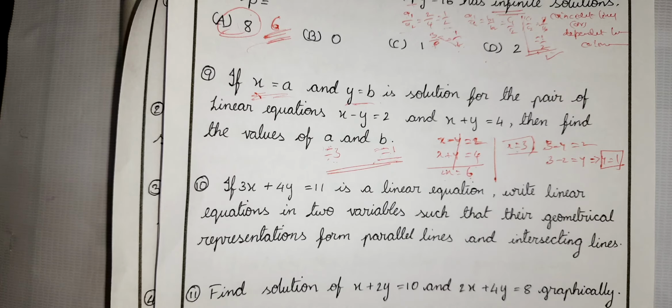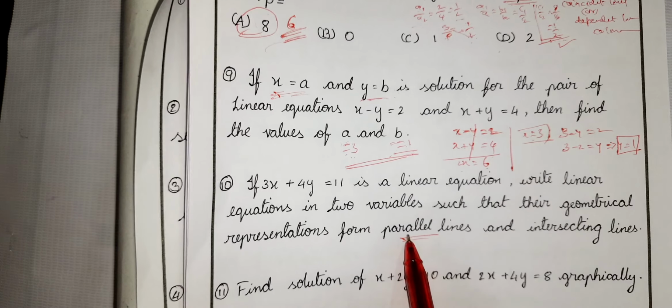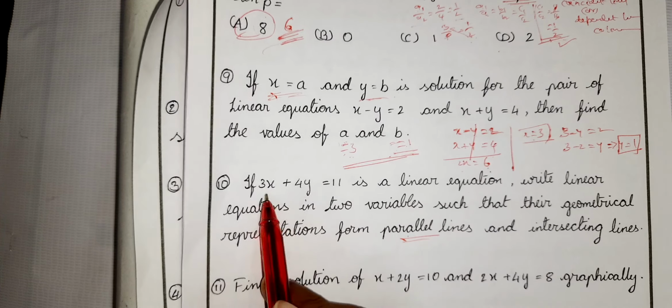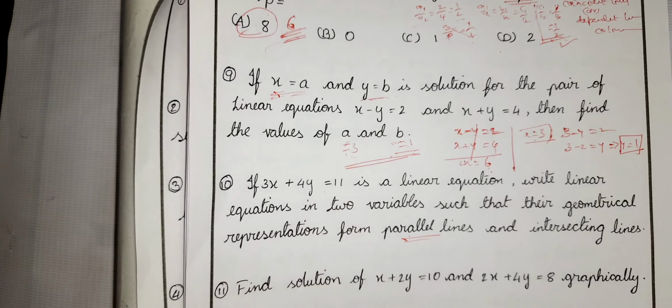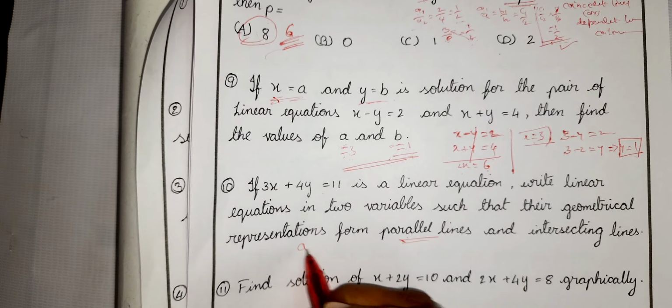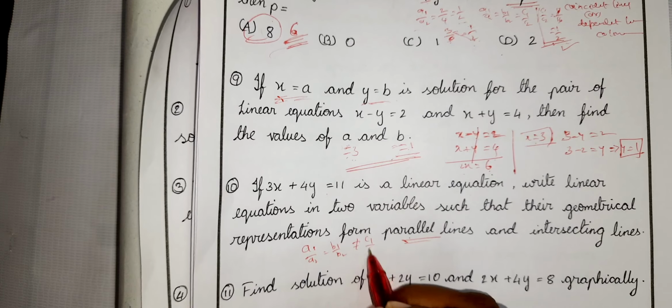Right, if 3x plus 4y is equal to 11 is a linear equation, write linear equations in 2 variables such that their geometrical representation form parallel lines and intersecting lines. So what is the condition for parallel lines? Suppose I want a linear equation whose graph should be a parallel line to this one. What is the condition for lines to be parallel? A1 by A2 equal to B1 by B2 but not equal to C1 by C2.